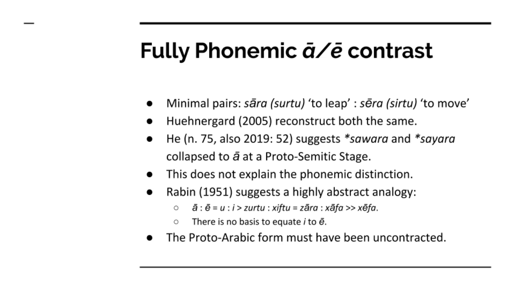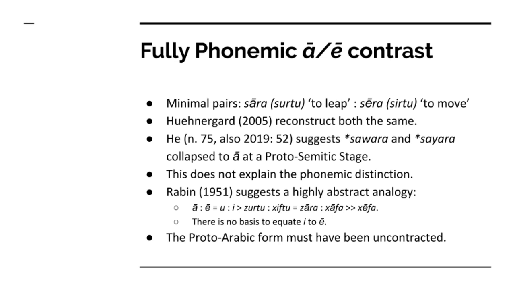Now, Rabin in 1951 already seemed aware of this and indeed concludes that whatever form of Arabic this is, this Arabic seems to have a phonemic distinction between ā and ă, but he says, well, this is just an analogy. So he says, since ā and ă correspond to u and i, you have zurtu, giftu and zāra, so gāfa should become gefa.